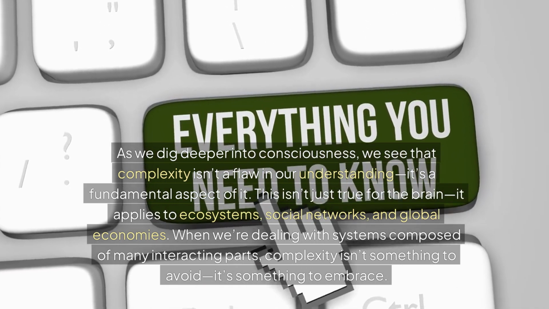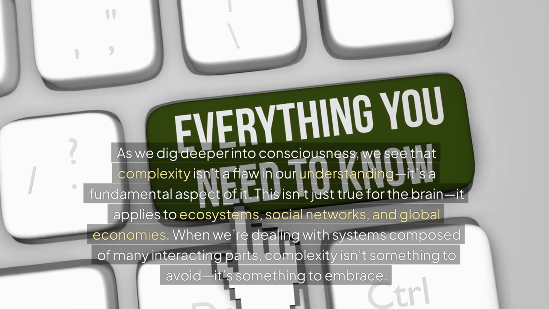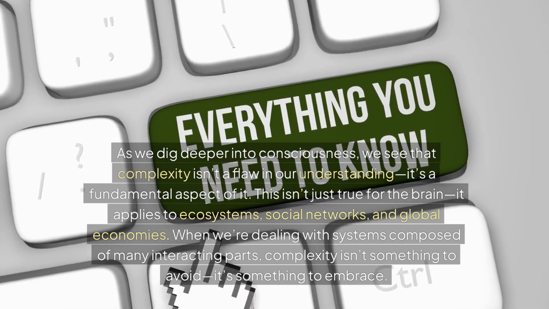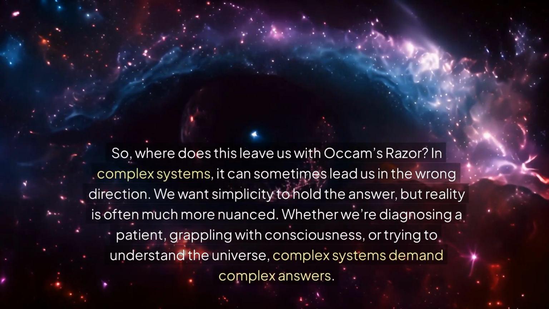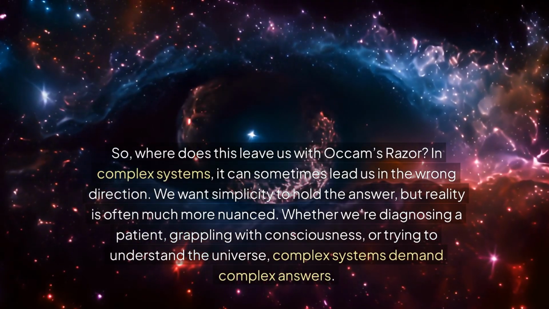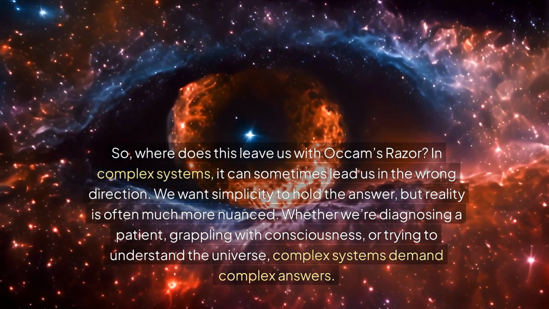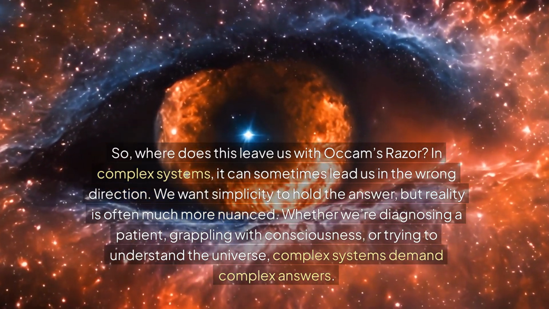This isn't just true for the brain. It applies to ecosystems, social networks, and global economies. When we're dealing with systems composed of many interacting parts, complexity isn't something to avoid. It's something to embrace. So, where does this leave us with Occam's razor? In complex systems, it can sometimes lead us in the wrong direction. We want simplicity to hold the answer, but reality is often much more nuanced.